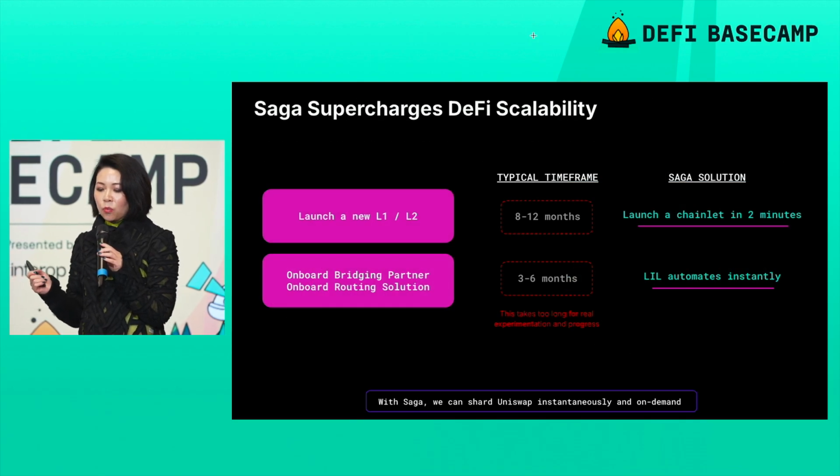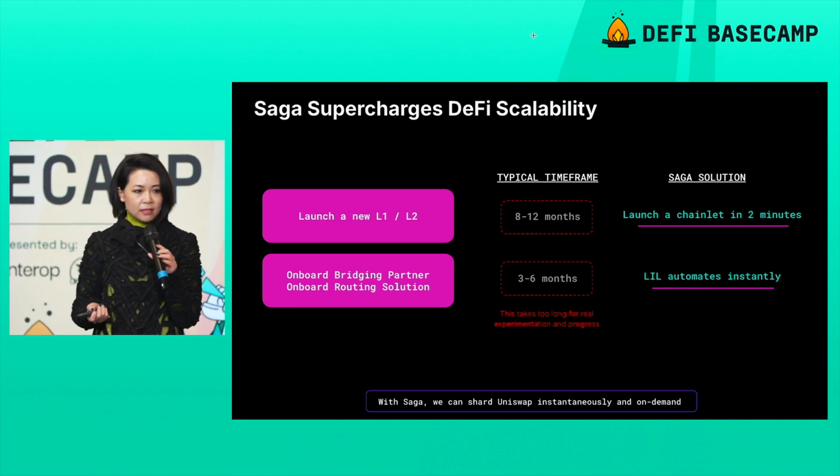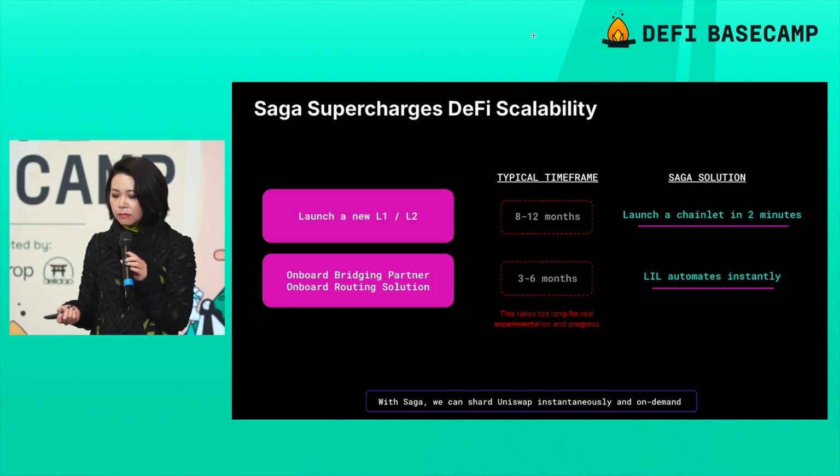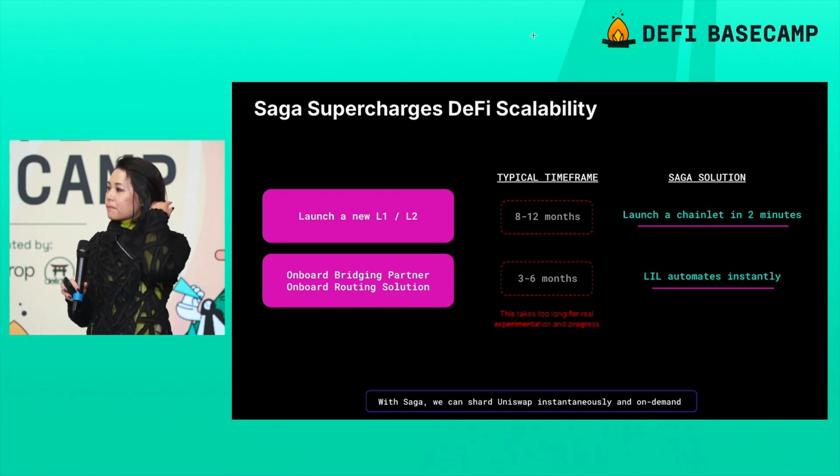All right, so we can supercharge DeFi scalability. First of all, launch a chainlet in 2 minutes as opposed to a year from now. And then you can automatically access liquidity as soon as you have that chain up on Saga.